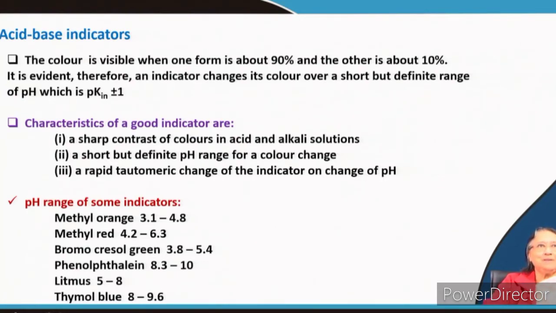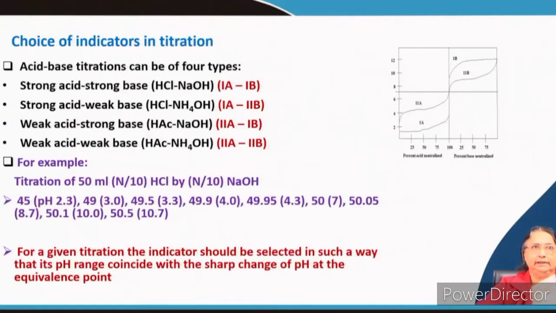That is why it is told that there should be a contrast of color, a short but definite pH range for a color change, and a rapid tautomeric change of the indicator on change of pH, meaning one form to another form should be very fast. Otherwise, if it takes time, the equilibrium should be reached very fast. So, that is also another characteristic for the indicator.